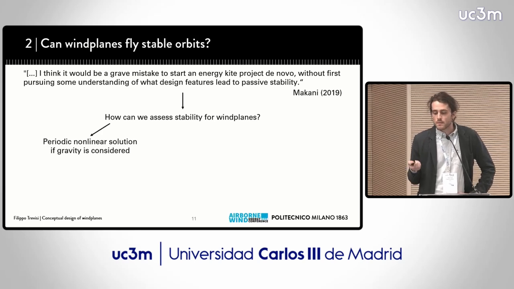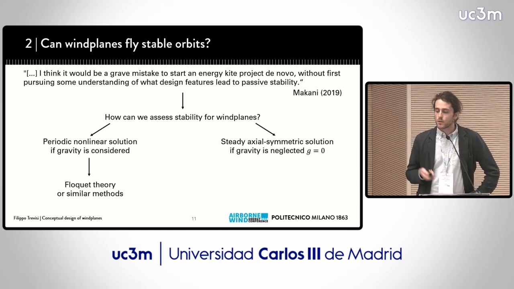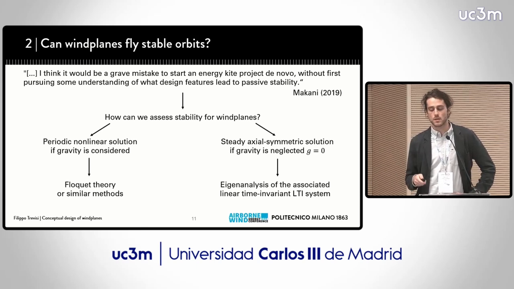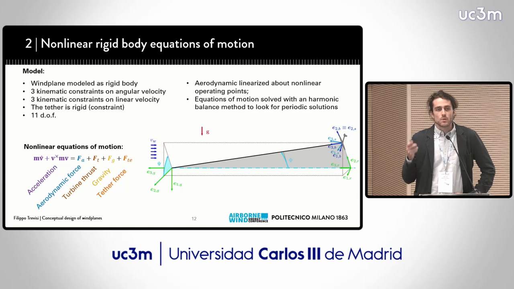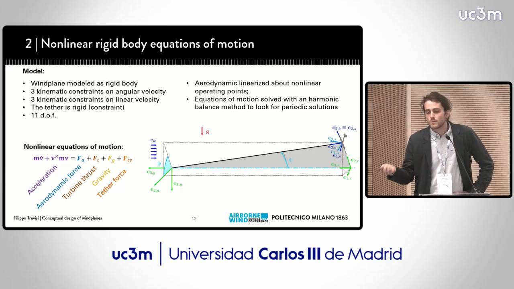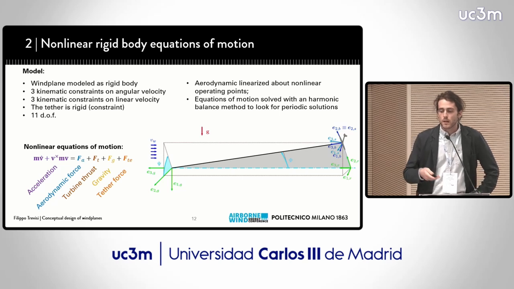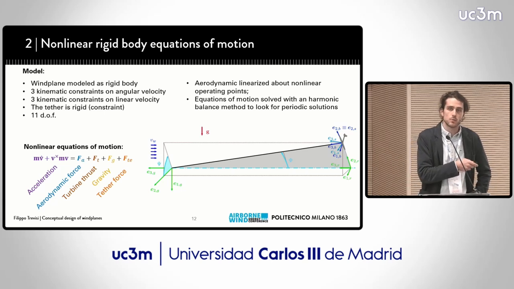We have a periodic nonlinear solution, so we should use Floquet theory or similar methods. But why don't we just take out gravity, find an axially symmetric solution, and study the eigenanalysis of the LTI, the linear time invariant system, about this steady solution? That's what I did. But first, I also needed to look at the nonlinear trajectories. So to do this, I had to have a nonlinear simulator with rigid body equations of motion, which is a fully nonlinear simulator, okay, with aerodynamics linearized about nonlinear operating points.